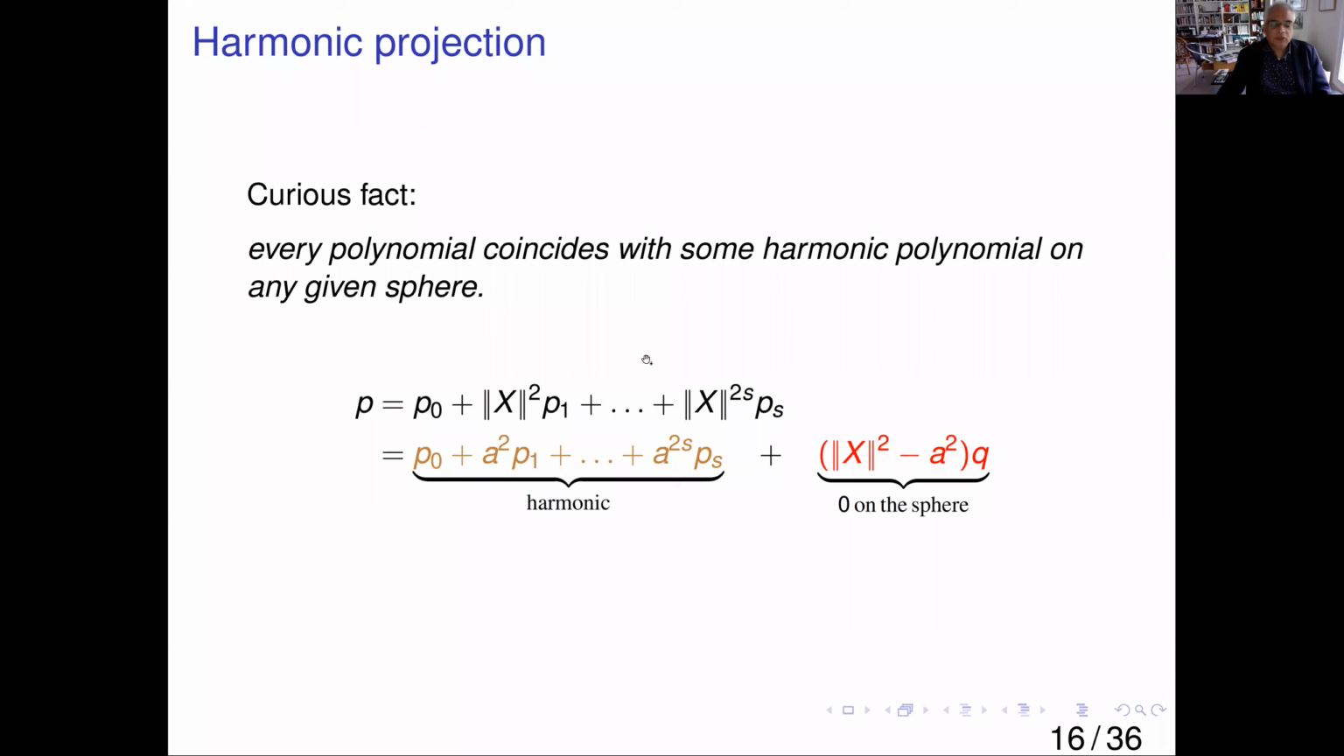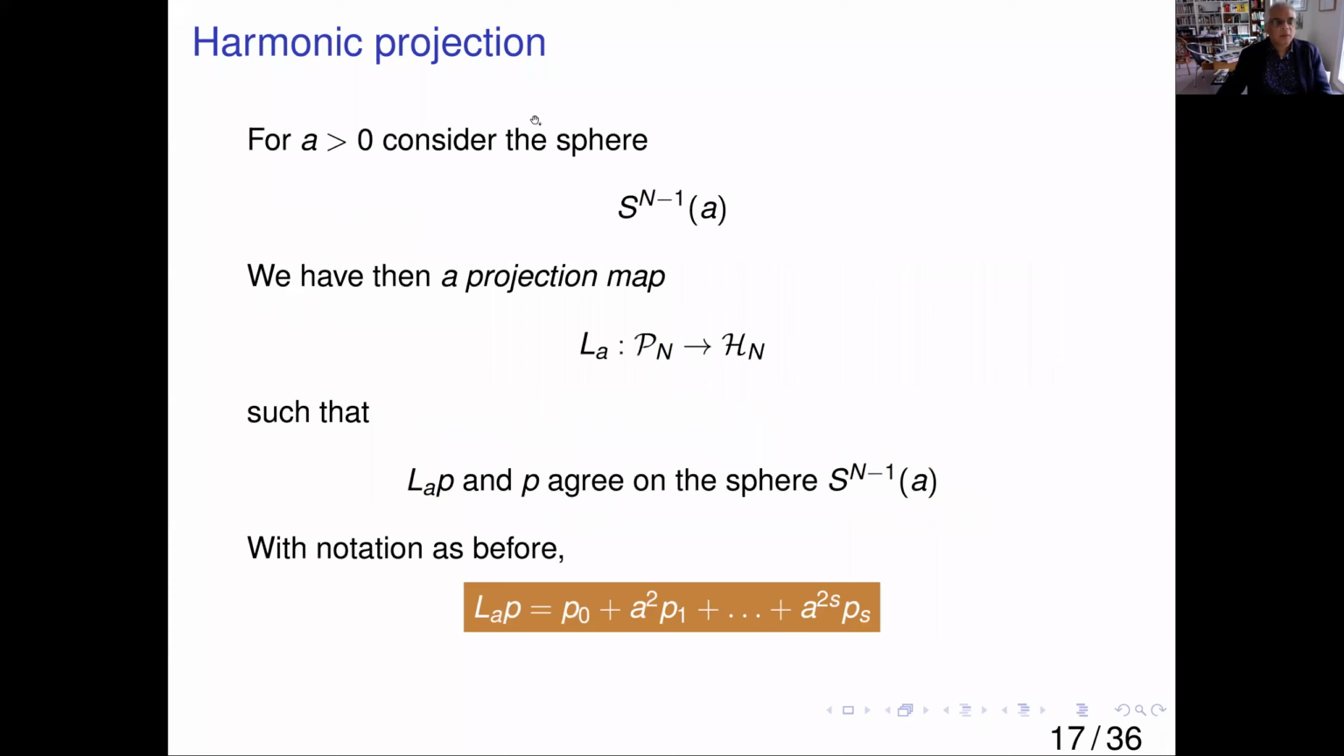Again, it's a purely algebraic result, but it's not obvious at first why this should be. Give me any old polynomial, somehow it's equal to a harmonic polynomial, as long as you restrict it to a sphere. But there it is, that is due to Gauss. Now this leads us to the following procedure. If we start with a general polynomial in n variables, so an element of Pn, we can look at its restriction to the sphere of radius A, and we saw that it agrees with a harmonic polynomial. So that is LA of P.